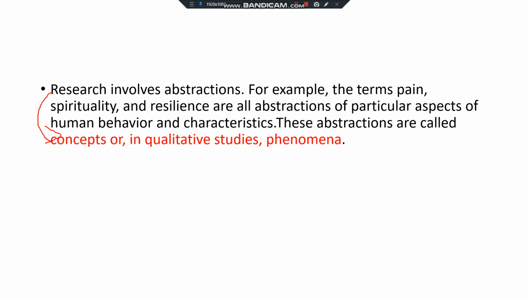In a quantitative study, this abstraction is known as the concept. In a qualitative study, it is known as the phenomena. In both we use different terms. Suppose pain, spirituality, or whatever we are going to study, that abstraction is the concept. That is a key concept of research. So in quantitative study, research abstraction is known as concept, and in qualitative study, it is known as phenomena.